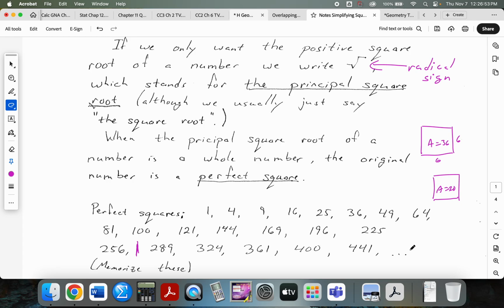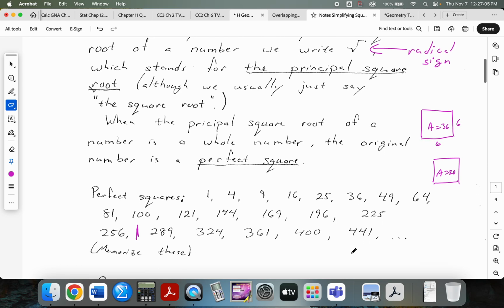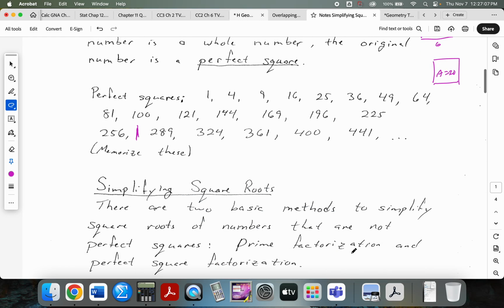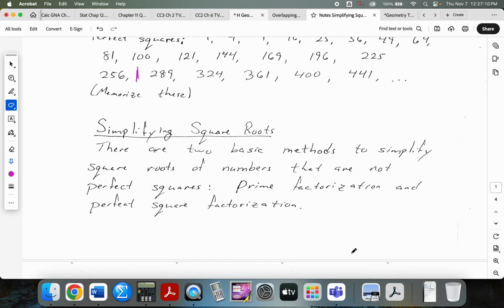So that's 16 squared, 17 squared, 18 squared, 19 squared, 20 squared, 21 squared, etc. It comes in handy to know those since you are going to be doing this unit without a calculator. So, how do you simplify square roots?